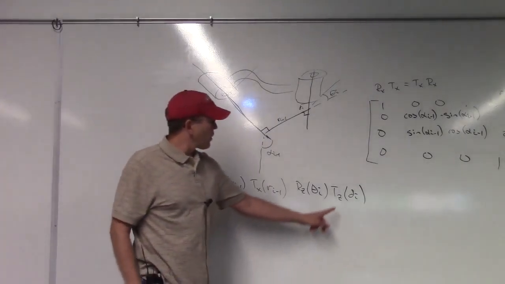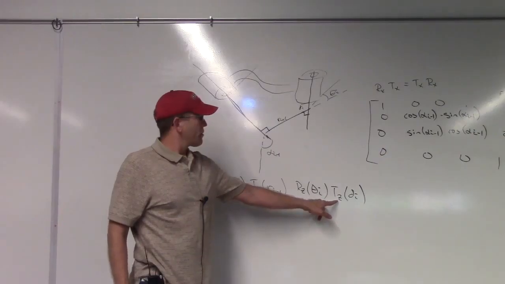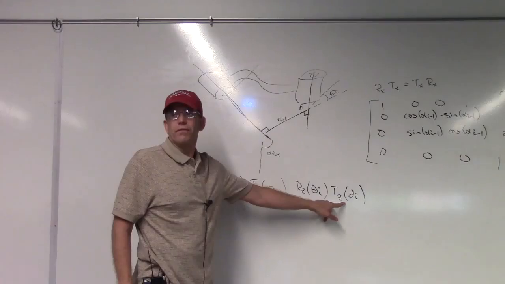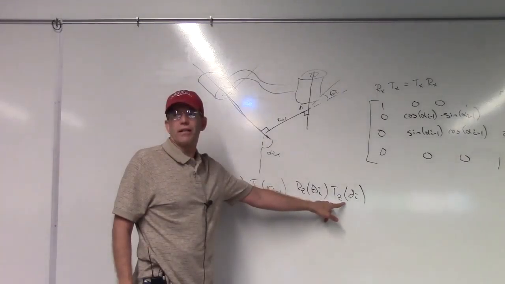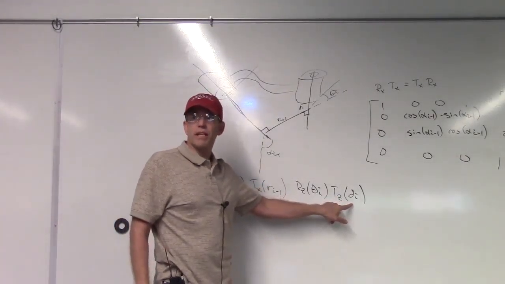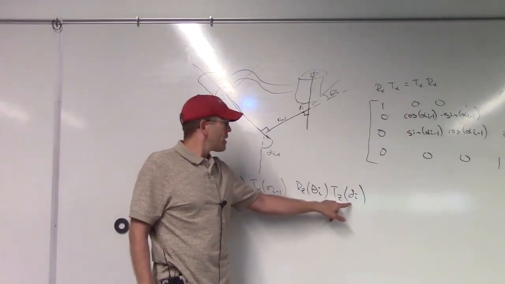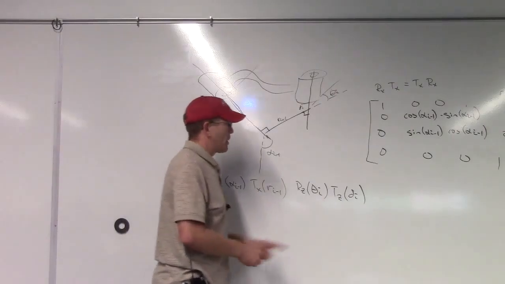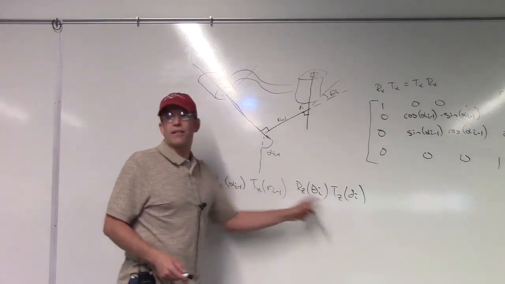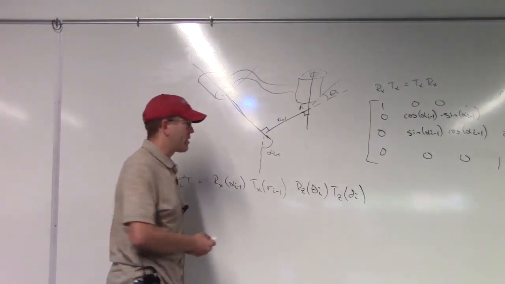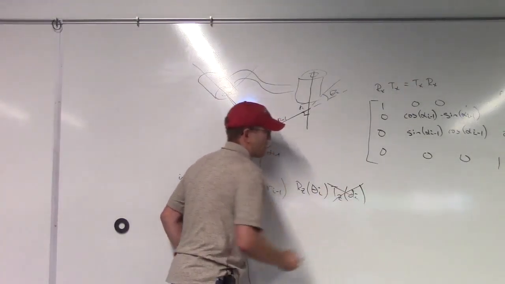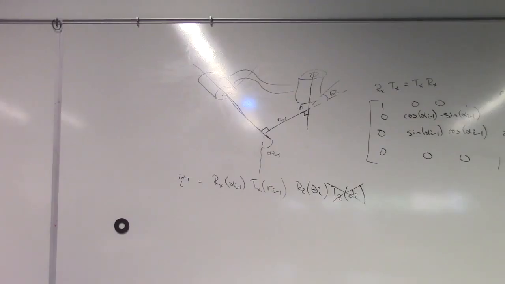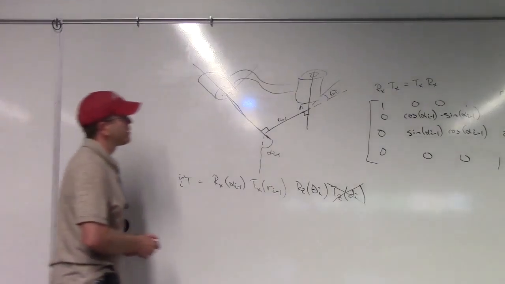Now, since we're only going to be interested in revolute joints, we can assume that this is just an identity. Therefore, we don't even need to consider it. Because if we have no displacement along this axis, that just becomes a 4x4 identity and has no impact on the overall operations. So we won't even consider that because we're not going to do anything with prismatic joints in the class.